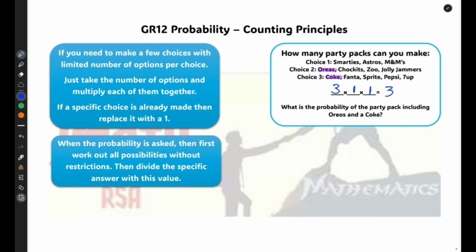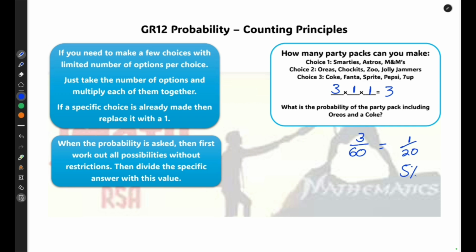and therefore there will be 3 different party packs that fit those requirements. So the moment they tell you what something is or should be, then you replace it with a times 1. Now, in certain questions, they can ask you for the probability of something. Remember, probability from primary school is whatever they're asking you divided by all the possible options. So in this case, we saw there were 60 different party packs, and question 2 asked what is the probability of something including Oreos and a Coke. So the answer for question 2 would then be 3 divided by 60, which would just be 1 over 20 or 5%. You can choose if you want to leave it as a fraction or a decimal or whatever.